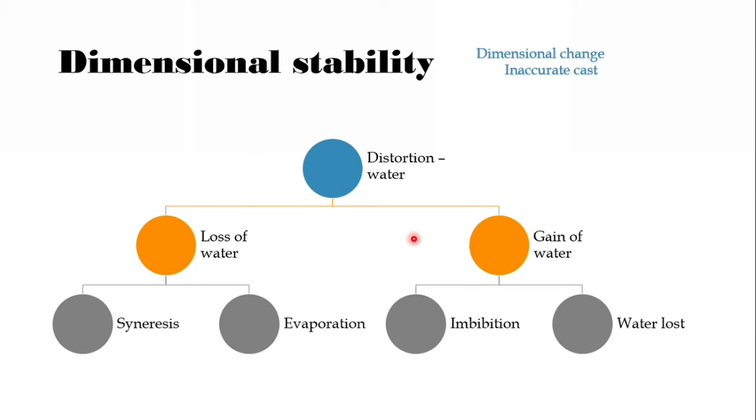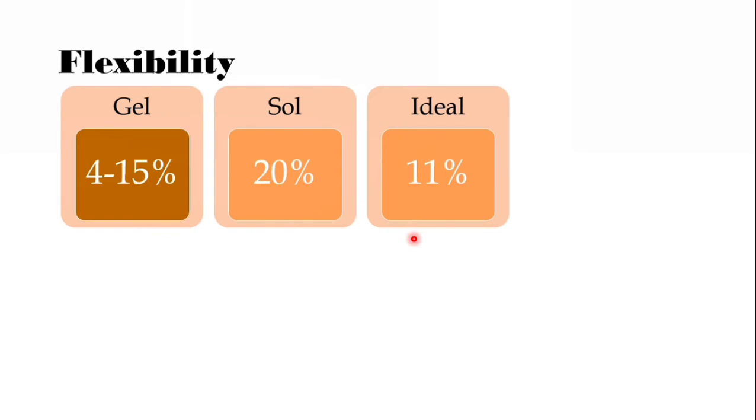So, you have to pour the cast immediately. You cannot keep it for some time. So, this material again shows varying flexibility. A gel has around 4 to 15%, whereas sol has somewhere close to 20%. But the ideal flexibility, or which is satisfactory, is around 11%.